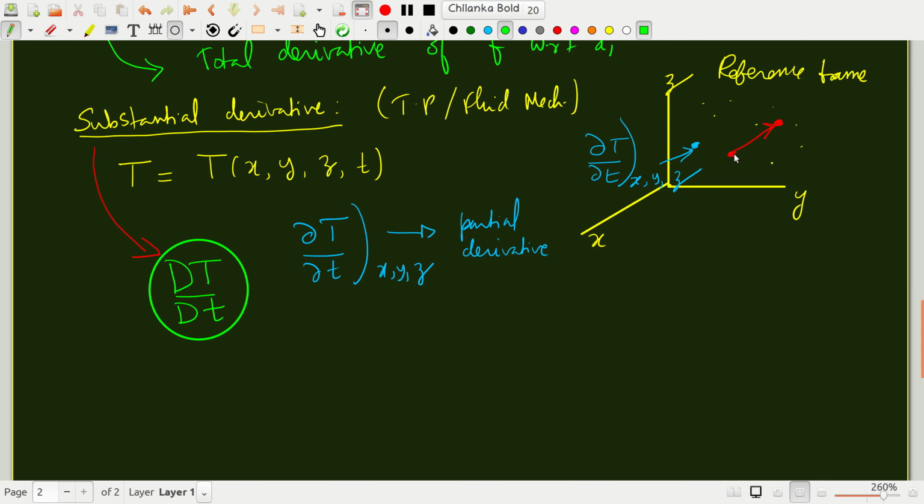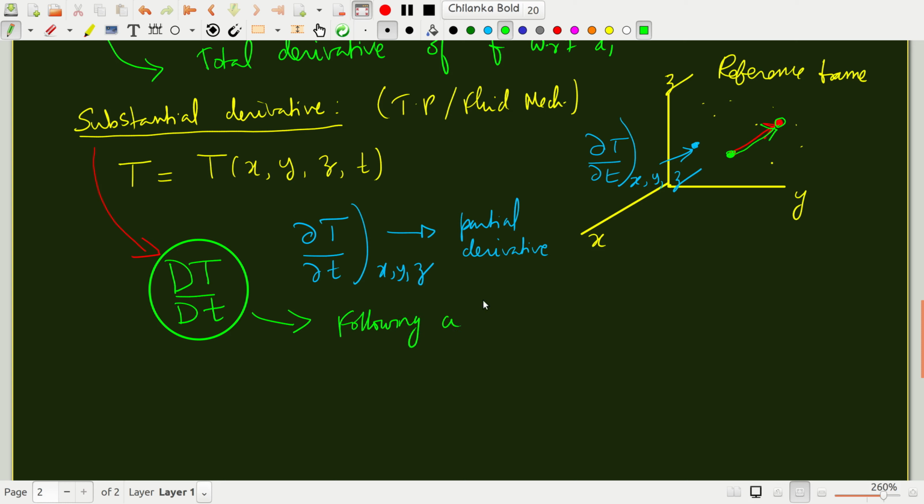What is the substantial derivative again? It is the derivative that you obtain by following the motion of a given fluid particle. As it travels from here to here, you are interested in finding the rate of change of temperature as a function of time as you follow the particle. Now, what is kept constant in this time derivative? It is also a time derivative. What is kept constant?